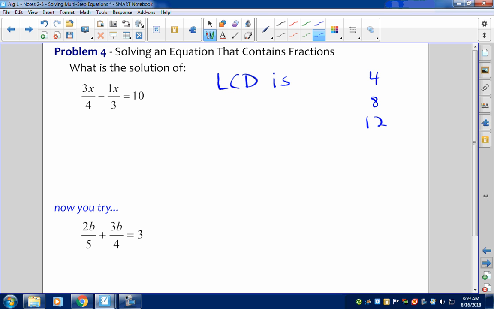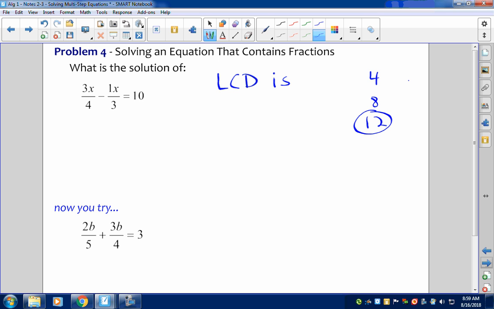Yeah, so just taking the bigger of the two and then going up by multiples of that number until you find the first one that the other thing will go into. Okay, so the 3 will go into that. So 12 is my LCD.